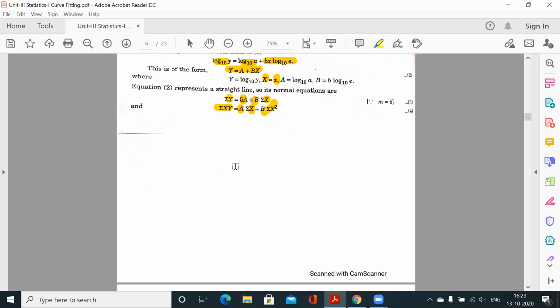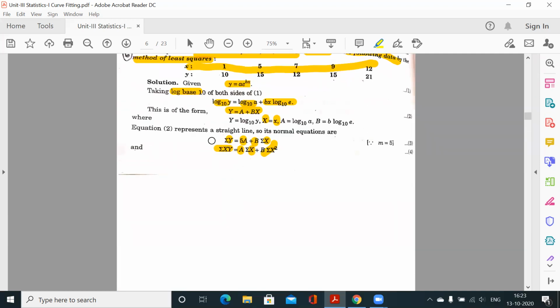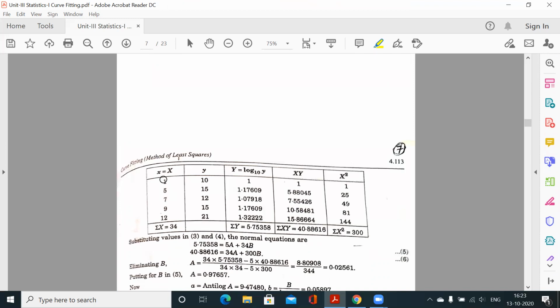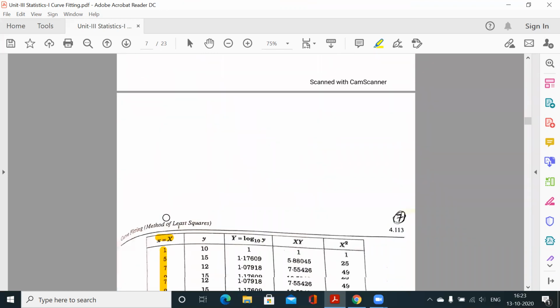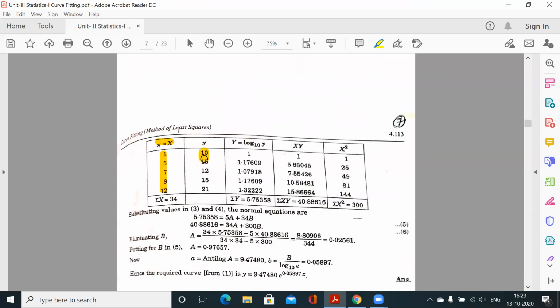So now you have to solve this. You have to find these summations: summation Y, summation x, summation xY, summation x square. This is small x or capital X, both are equal. So the x values are 1, 5, 7, 9, 12, and the y values are 10, 15, 12, 15, 21. So the small y values are 10, 15, 12, 15, 21.